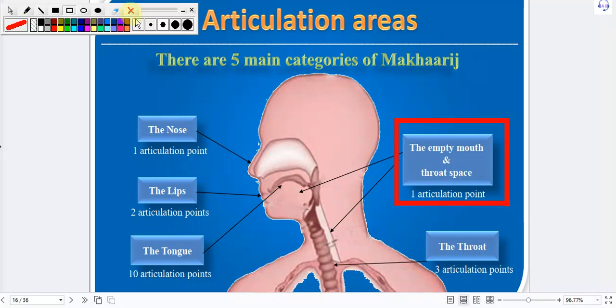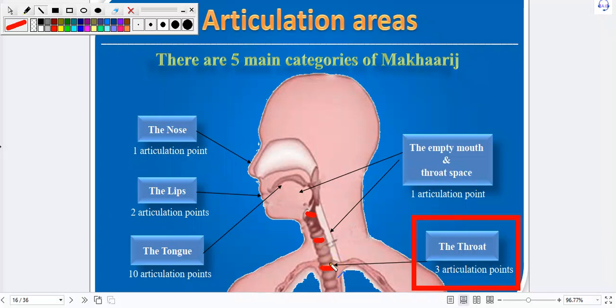Simple. There are some letters like that, and the last one is the throat. Maybe in other languages there are no specific points to pronounce some of the letters or alphabets, but for Quranic Arabic alphabets there are 3 points. As you can see, the arrow at the lower part. Let me make it easy: the lower part, the middle one, the upper one. These are the 3 points.